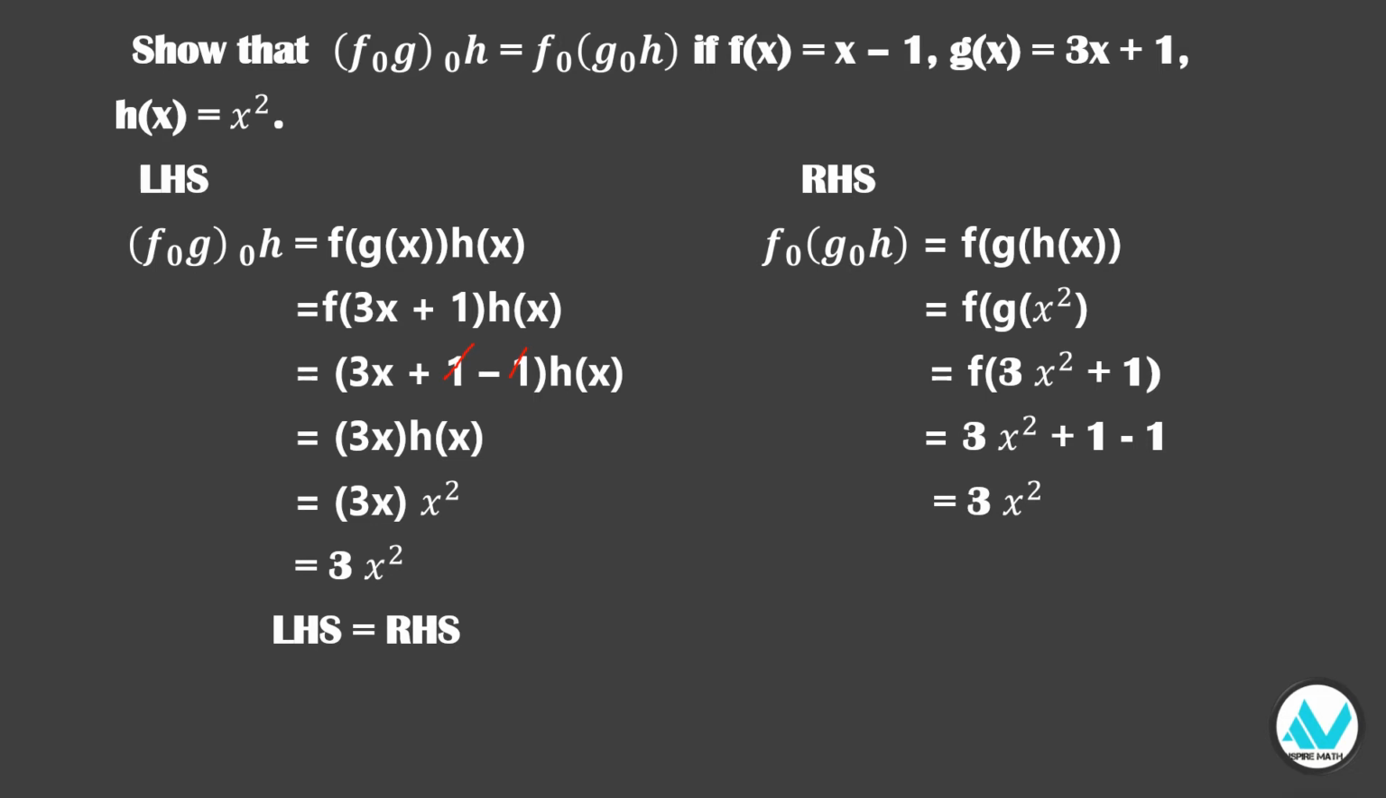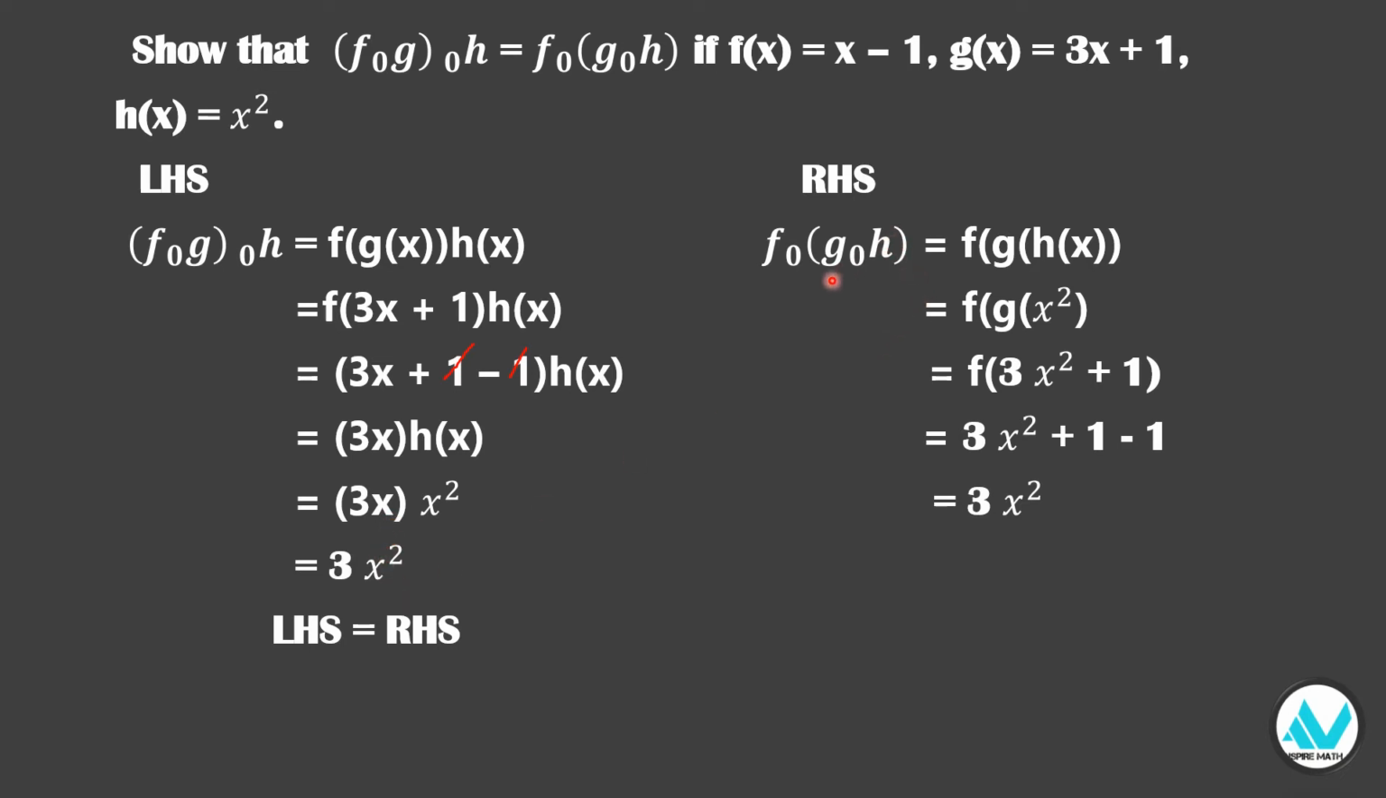Now h of x is nothing but x square. So let me write x square here. So 3x into x square. Now in place of x, I can substitute x square. Therefore 3 into x square. This is my LHS. Now come to the RHS.